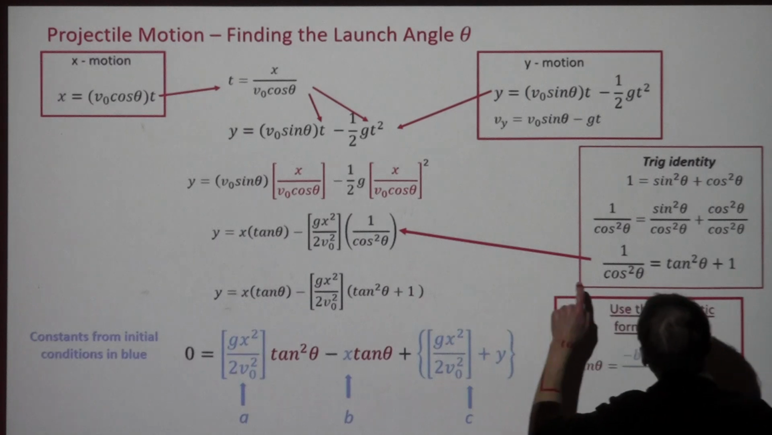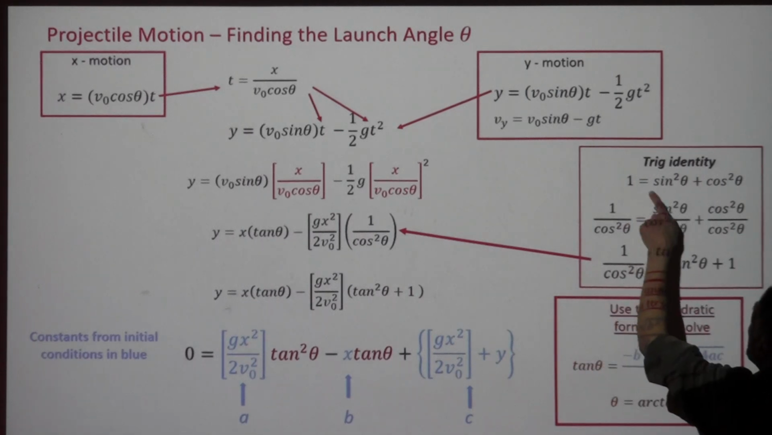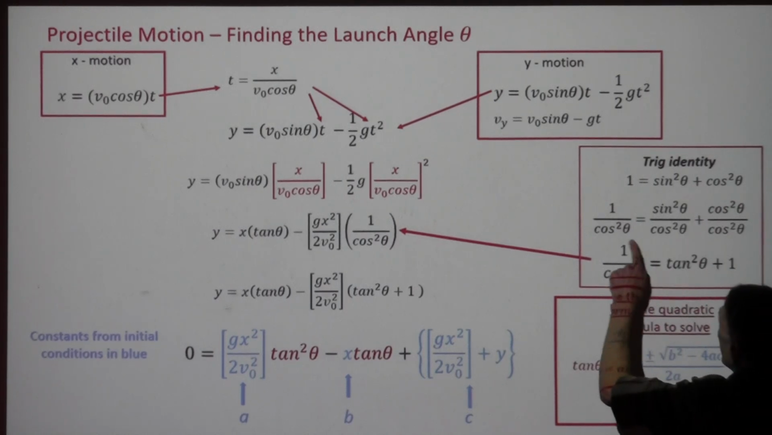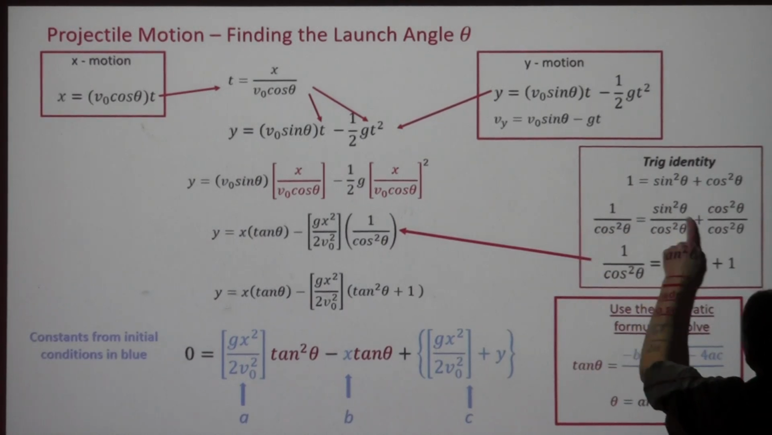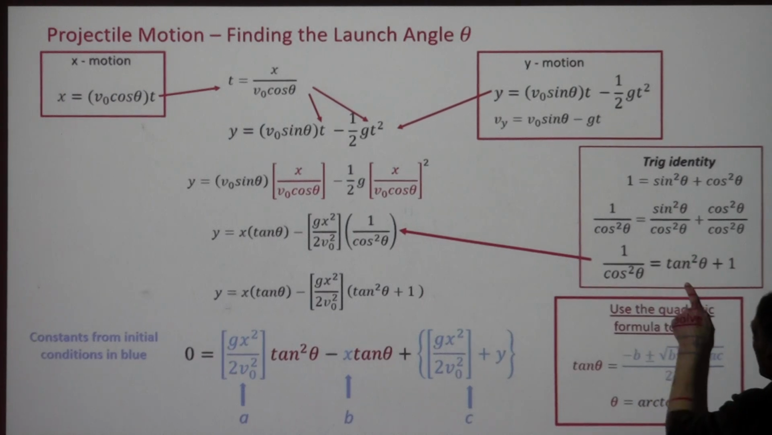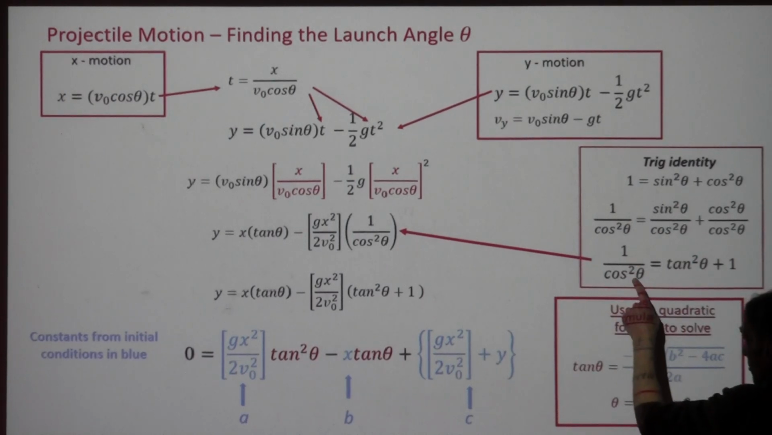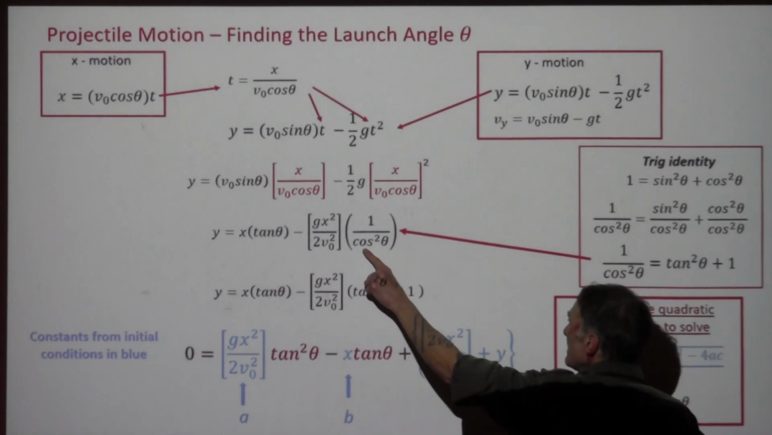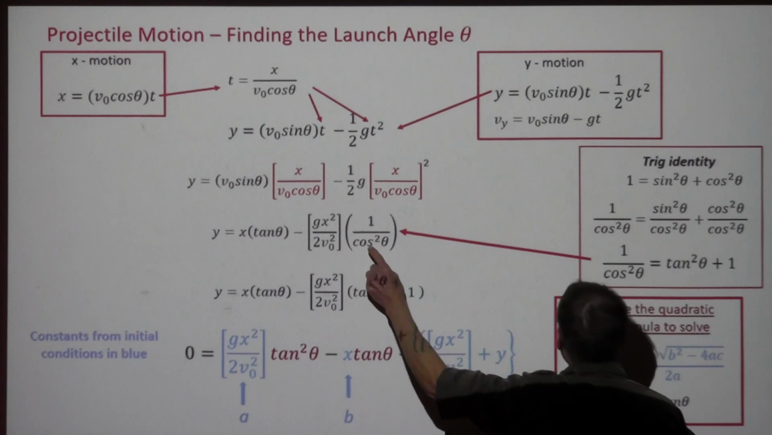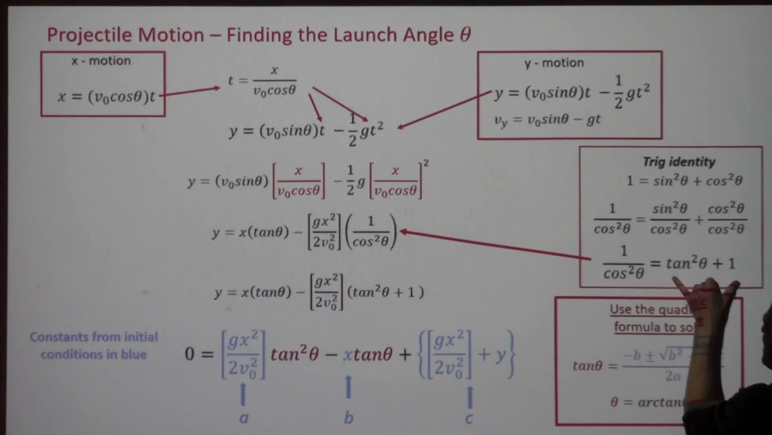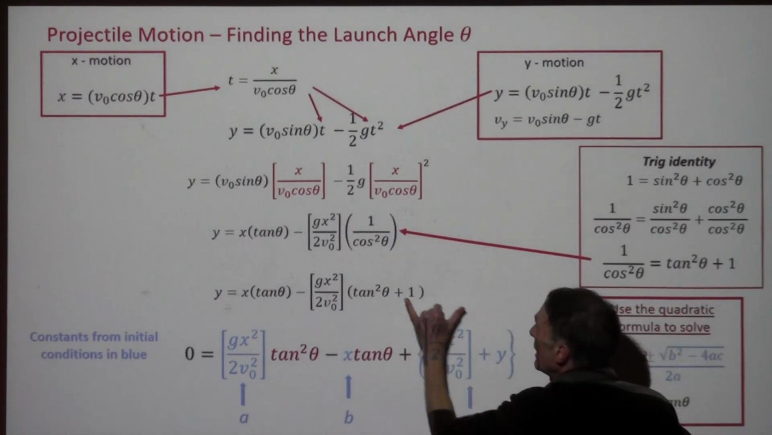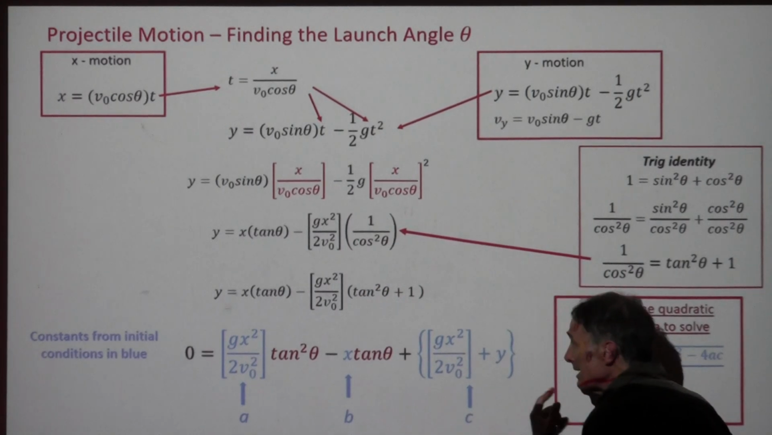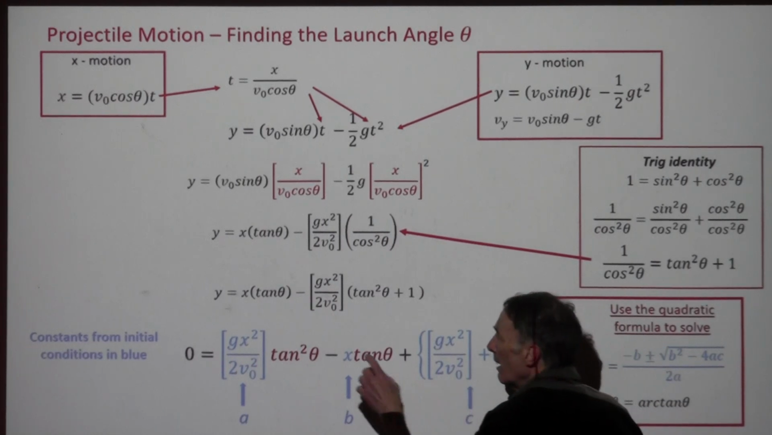Here's a little trick, a trig identity. Of course, you've seen this one: 1 is equal to sine squared plus cosine squared. If I divide through by cosine squared, this goes to 1, this is the tangent squared, and this is 1 over the cosine squared, or secant squared if you want. Rather than rename it secant squared, I'm going to take the tangent squared plus 1 and put it in for that expression. Now at least I've got things simplified a bit.